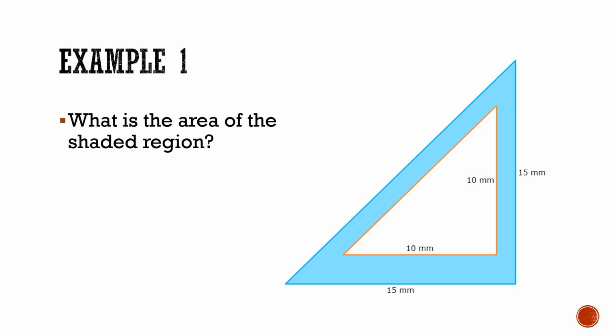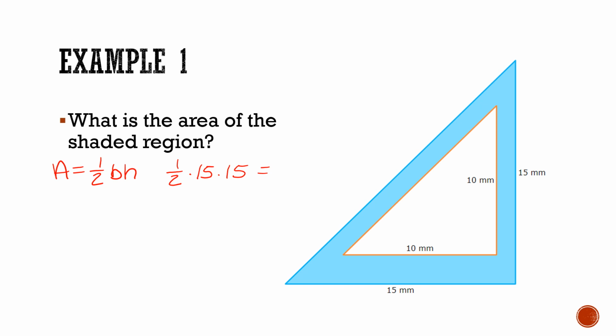So what we have to do here is find the area of the blue part of the triangle and then the area of the white part of the triangle and subtract the two. So our formula for area of a triangle is A equals a half times base times height. Okay, so again, we're starting with that blue triangle, so we're going to have a half times the base of the blue one is 15, and the height of the blue one is also 15.